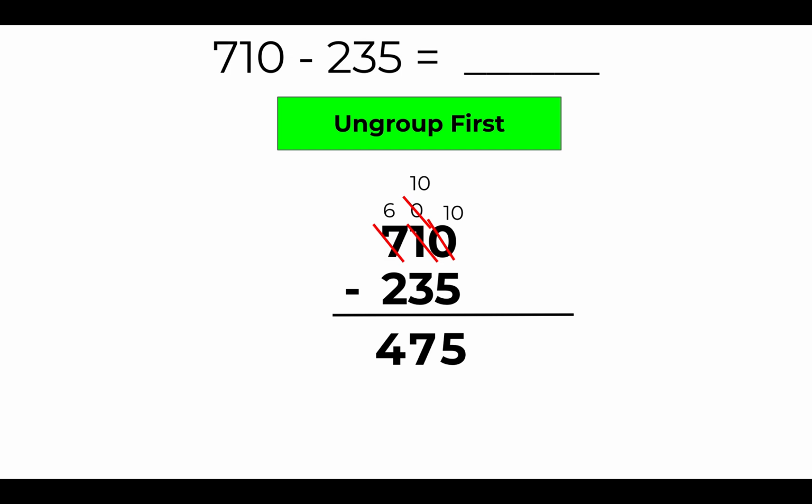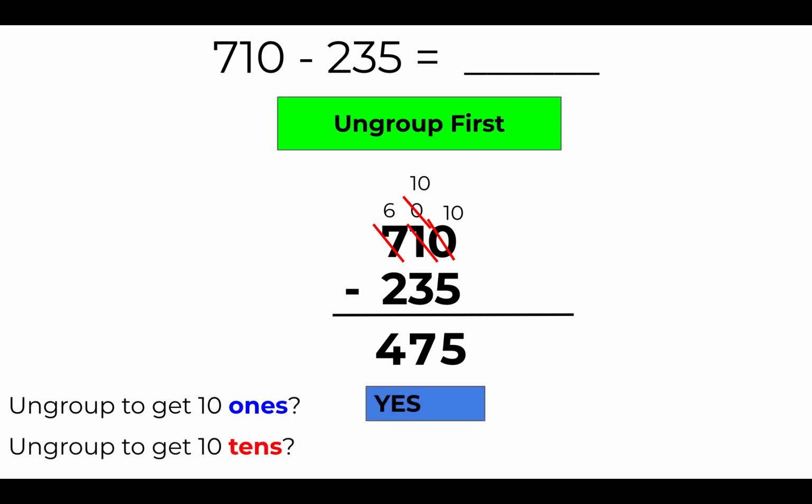Now I'll answer the questions. Did we ungroup to get 10 ones? Yes, we did have to borrow a 10 to get 10 ones in the ones place. Did we ungroup to get 10 tens? Yes, we did have to borrow 100 to get 10 tens in the tens place.